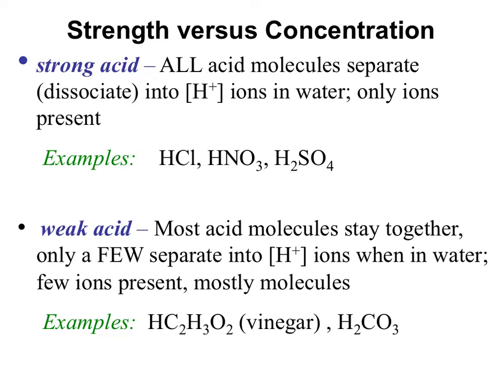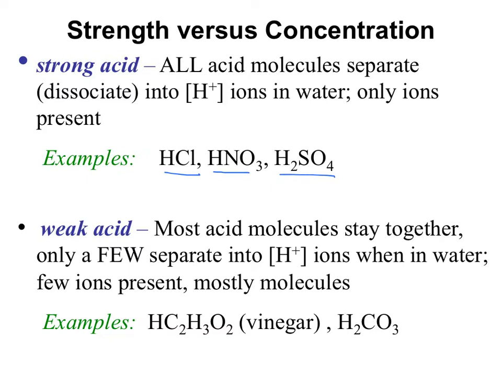An acid is considered strong when all of the acid molecules separate into hydrogen ions when dissolved in water. Another word to use for separation is dissociation. So when we have only ions present, because all the acid molecules have dissociated, it's considered strong, like you see in examples below of hydrochloric, nitric, and sulfuric.